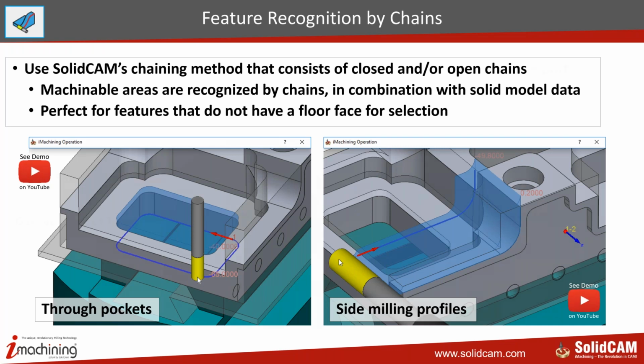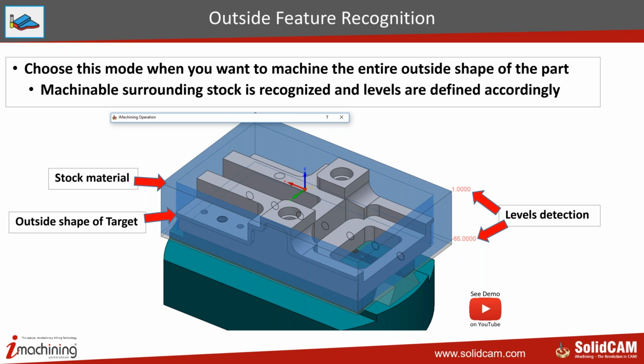The third function is outside feature recognition. Suppose you want to do outside roughing. Earlier we used to define the stock boundary, select the target boundary, and then generate the toolpath. Now with this outside feature recognition, it picks the stock boundary, picks the target boundary, and machines outside roughing automatically. Again it detects the upper level and the lower level automatically and shows the preview of the machining zone in a different color. So it generates outside roughing automatically.